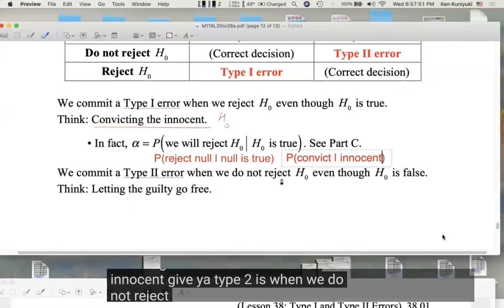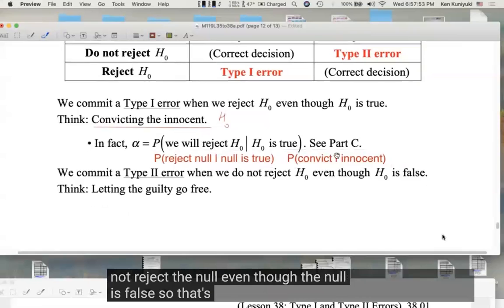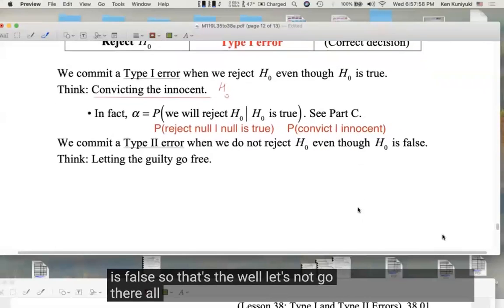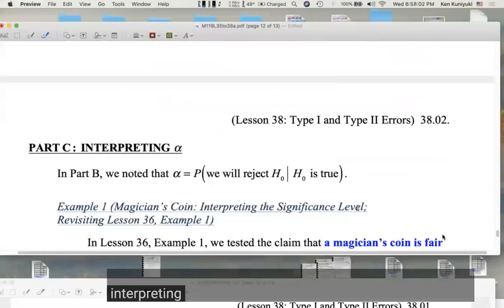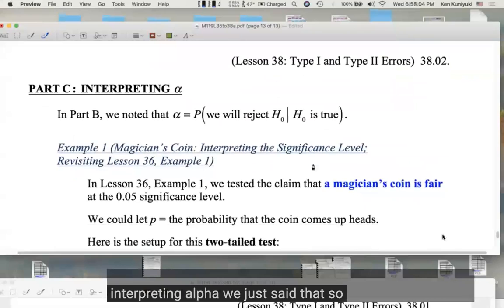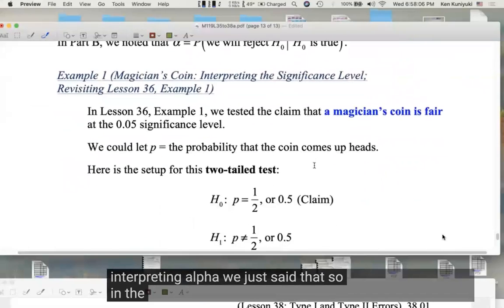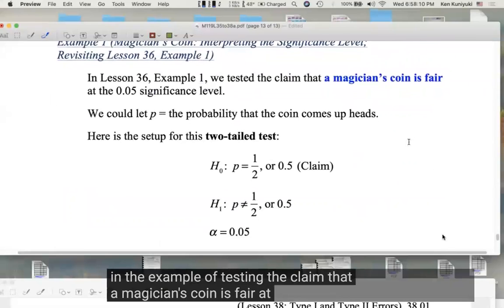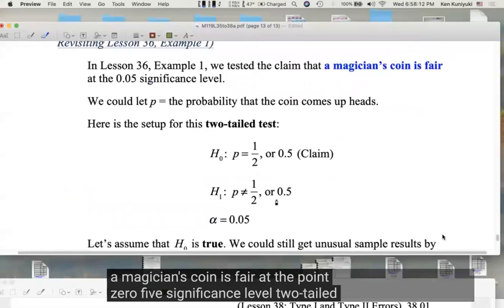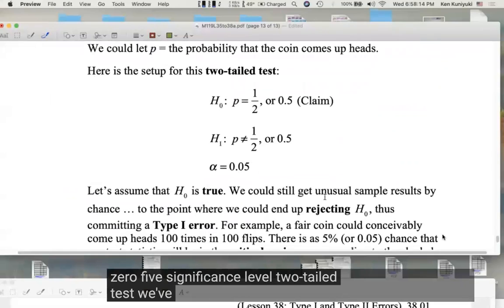Type 2 is when we do not reject the null, even though the null is false. Interpreting alpha, we just said that. So in the example of testing the claim that a magician's coin is fair at the 0.05 significance level, two-tailed test, we've done this before.